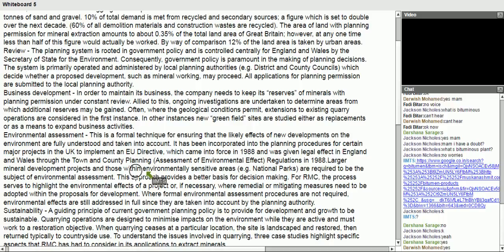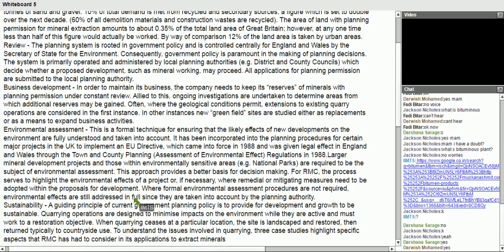Larger mineral development projects and those within environmentally sensitive areas, such as national parks, are required to be the subject of environmental assessment. This approach provides a better basis for decision making. So they study the environment where they have to set up the project, and only then do they decide whether they have to take it further or not. For RMC, the process serves to highlight the environmental effects of a project, or if necessary, where remedial or mitigating measures need to be adopted within the proposals for development. Where formal environmental assessment procedures are not required, environmental effects are still addressed in full since they are taken into account by the planning authority.